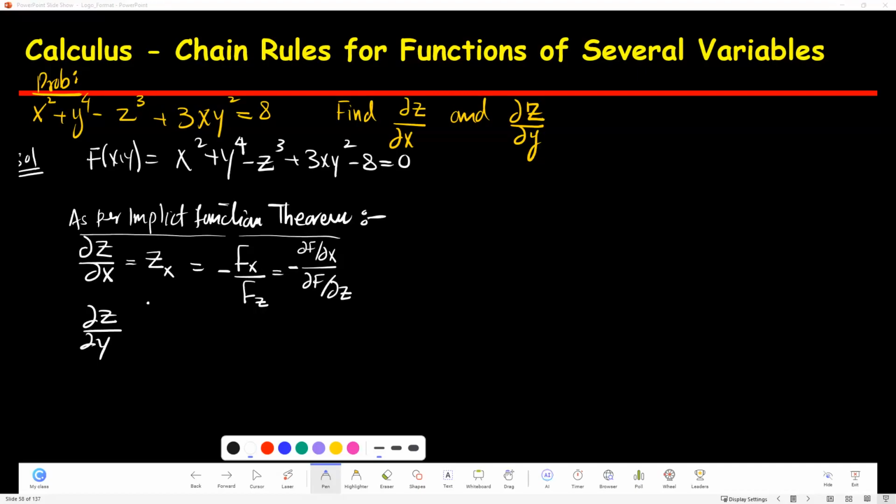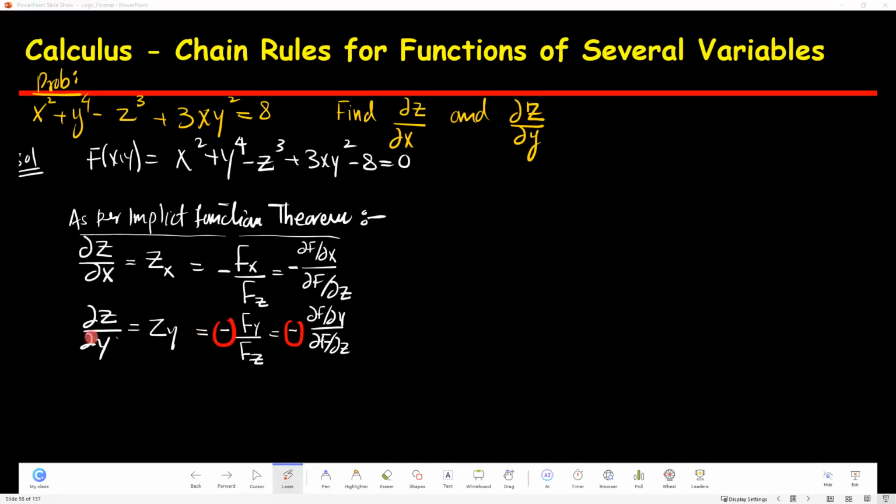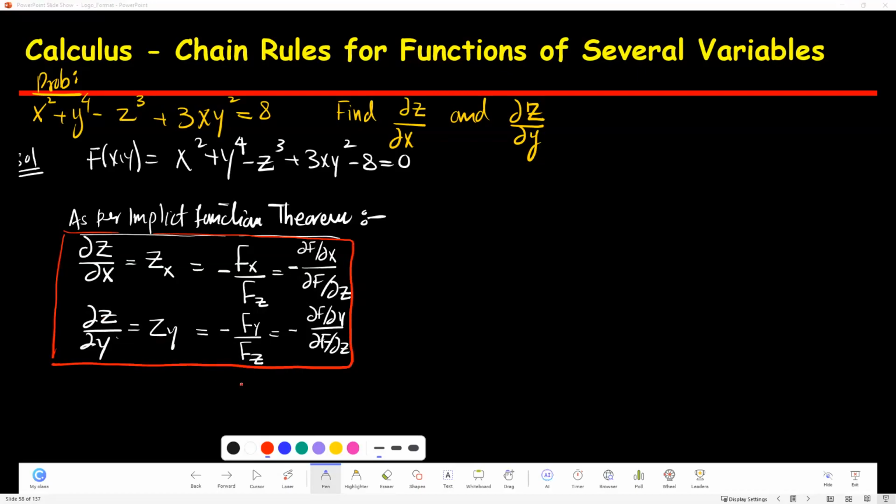Same thing, I can write this one as zy, which is minus fy over fz. I can also expand this in the traditional way, df over dy and df over dz. The reason we always put this minus sign is that there is a y in the denominator and z in the numerator, and I flip-flop them. That's why the minus sign comes. It is a part of the formula, so you don't have to worry about it. I'm going to leave this inside this red block so we can focus on other things.